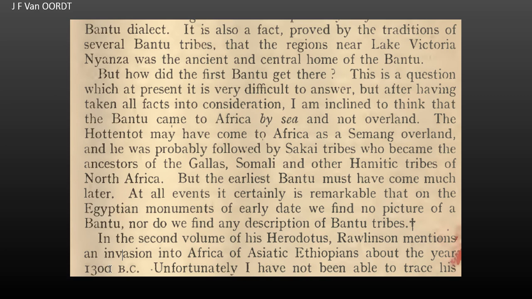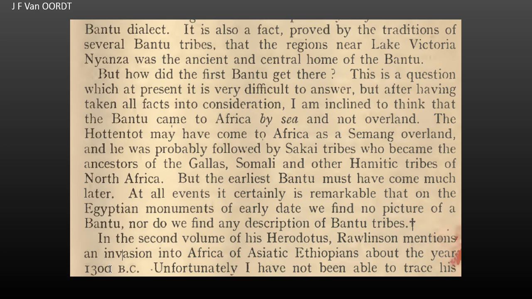I doubt it. The Hottentot may have come to Africa as a Semang over land, and he was probably followed by Sakai tribes who became the ancestors of the Galas, the Somali, and other Hamitic tribes of North Africa. So remember that the Yabir, or Bantu Hebrew Israelite group, live among the Somali Hamites. Okay? So you have the Somali Hebrew Jews, and then you have the Hamitic tribes who persecute the Bantu Jews up there today. But the earliest Bantu must have come much later.